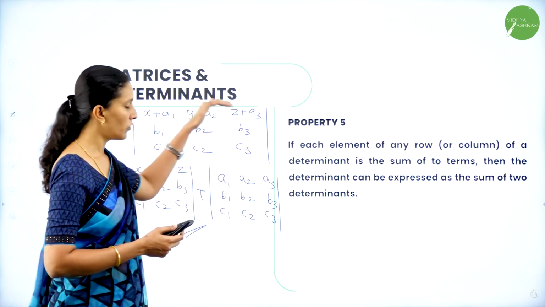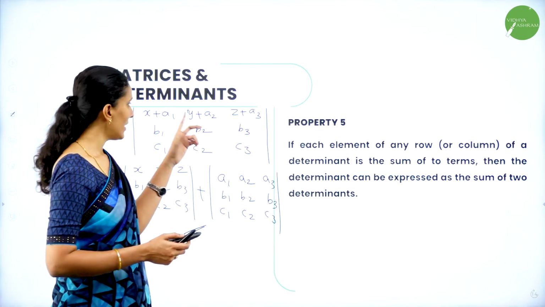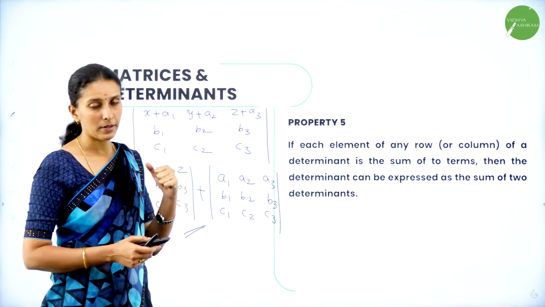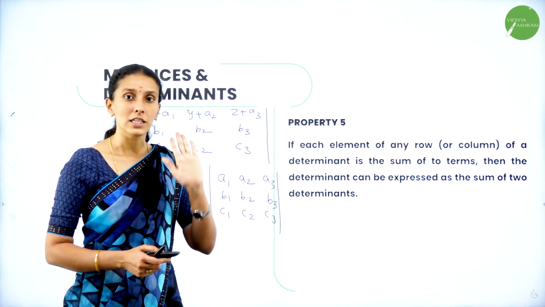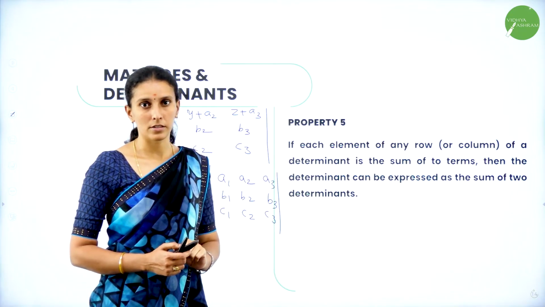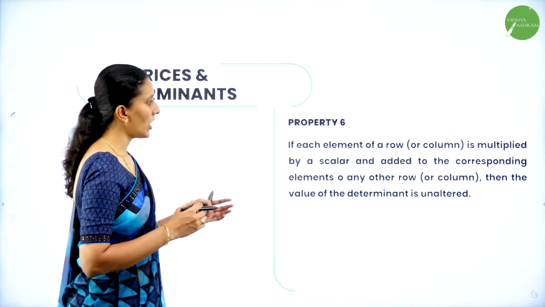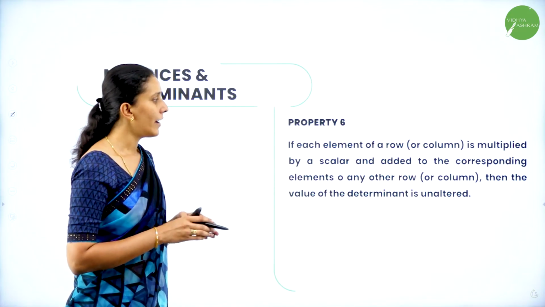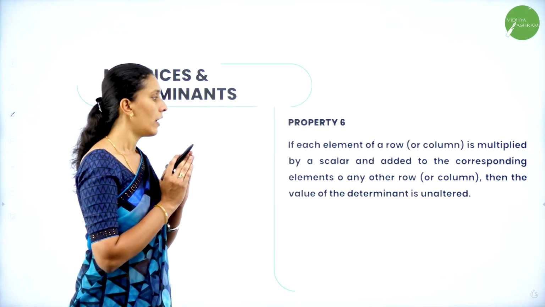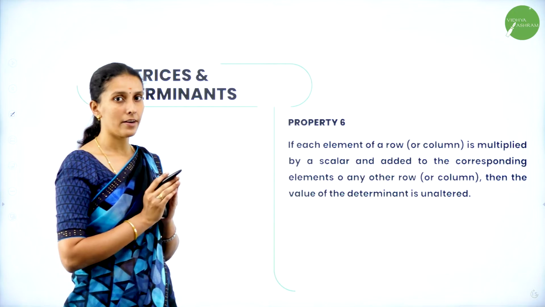If any one of the rows or any one of the columns inside the determinant is a sum of two numbers, then we can separate it and write it in the form of the sum of two determinants. So the next property, property 6: if each element of a row or column is multiplied by a scalar and added to the corresponding elements of any other row or column, then the value of the determinant is unaltered.